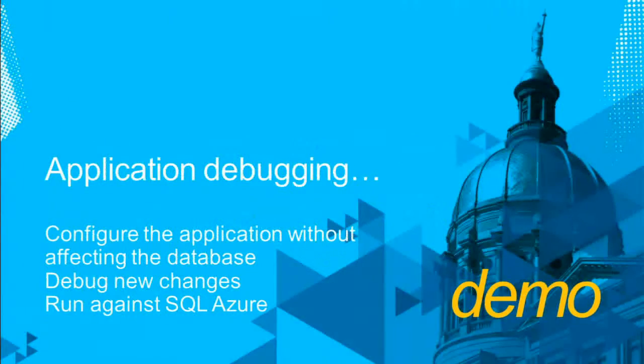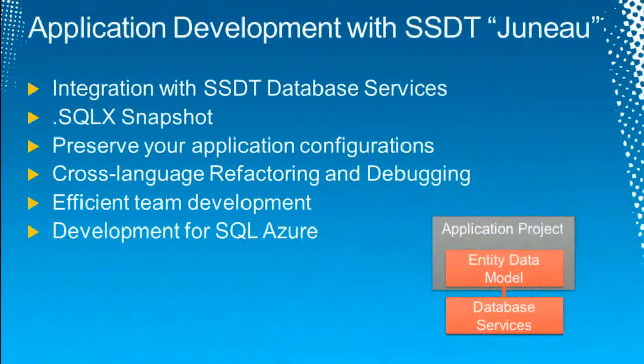So as we've built up our application and database, we've seen a number of things that SSDT and this integration piece enables. So we've seen the integration with SSDT database services and how you can control when those changes propagate through your system. We've seen a new way of working with the SQLX snapshot. So not only can your database developers have a really lightweight and easy way to keep track of these versions, but the application developer has a really easy way to pick up new versions of the schema, code against them, and not lose any of that customized application work that he's been doing.